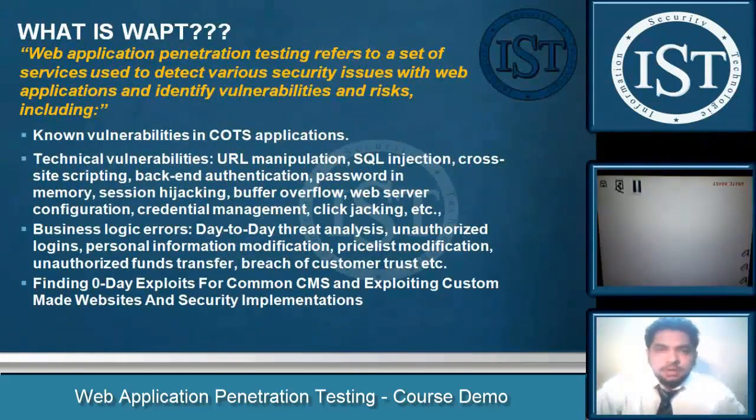WAPT, Web Application Penetration Testing, refers to a set of services used to detect various security issues with web applications and identify vulnerabilities and risks, including known vulnerabilities in COTS applications. COTS is basically commercial off-the-shelf applications which are commercially available to use or to deploy in your web applications.